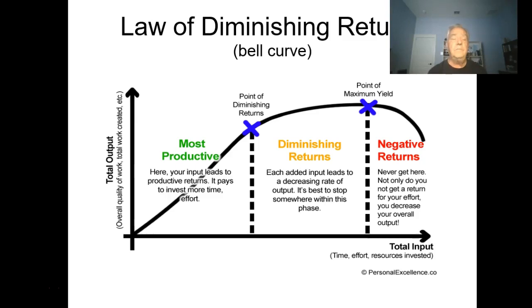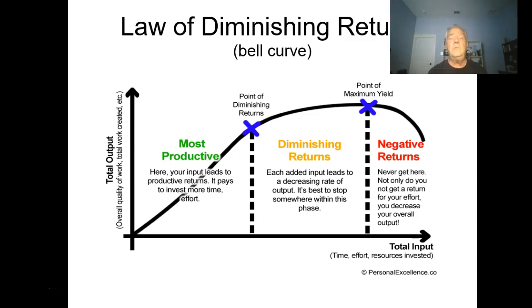So in the growth period, we have the most productive point. And as the chart shows here, the input leads to productive units. It pays to invest more time and effort. When we reach the point of diminishing returns, each added unit leads to a decreasing rate of output. It's best to stop somewhere within this phase.